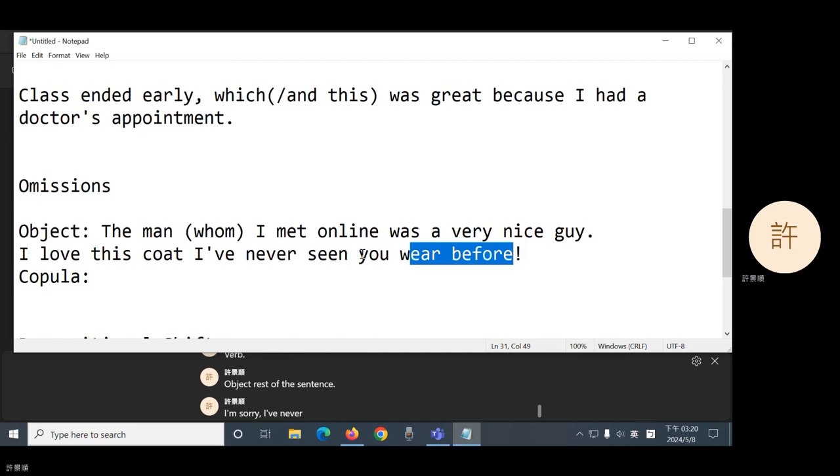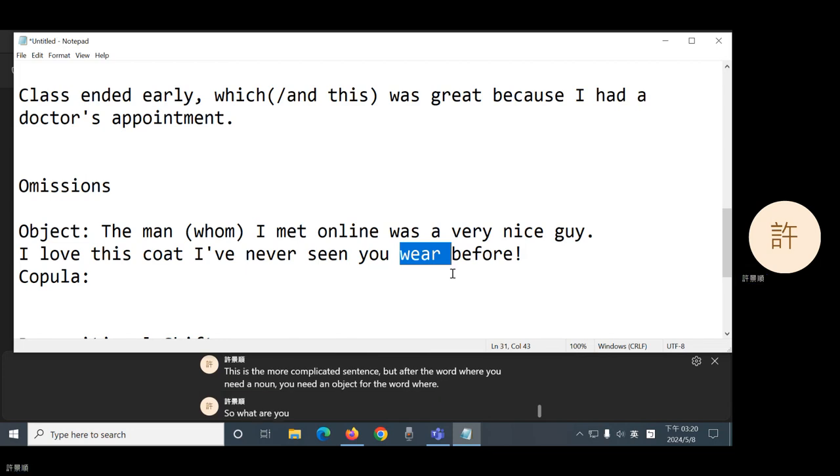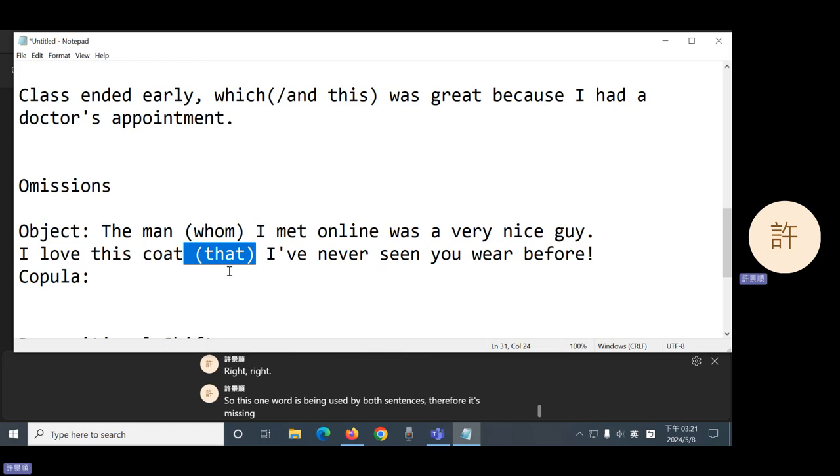Object. This is a more complicated sentence, but after the word where, you need a noun. You need an object for the word where. So what are you wearing? It's missing this object. So what are you wearing? Oh, it must be the noun that we saw earlier. It must be this coat. And then your mind goes, right. So this one word is being used by both sentences. Therefore, it's missing a relative pronoun.